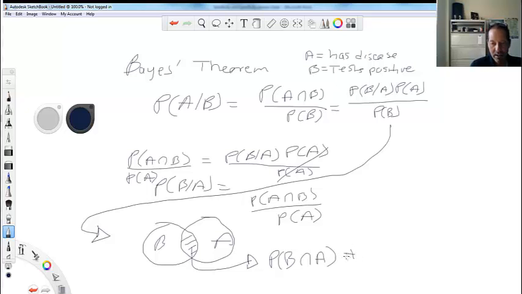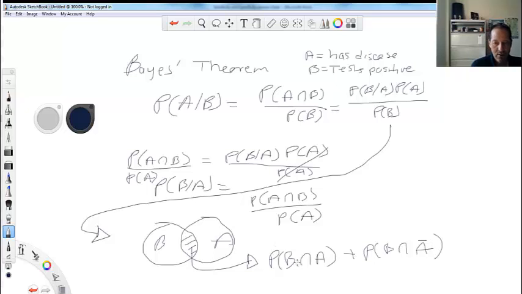And these two are mutually exclusive, so B intersection A cannot co-occur with B intersection the part that's not A, right? Let's say that's the probability of B intersection not A. We use a symbol for not A.